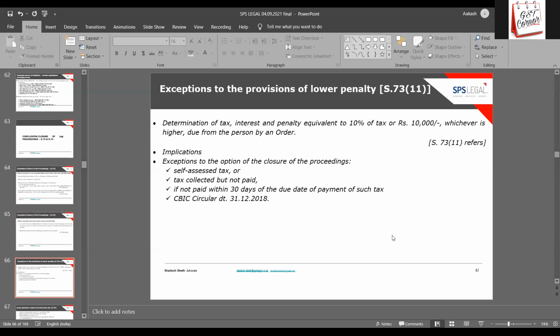In case of Section 74, there are three stages, that is, extended period of limitation. If it is paid prior to the so-called notice, during investigation or on their own ascertainment, then it is 15% penalty along with tax and interest. If it is paid within 30 days of the so-called notice, then it will be 25% penalty. If it is paid within 30 days after the adjudication order, then it will be 50% penalty. What is important to note down is this.